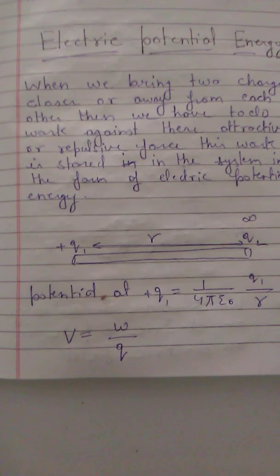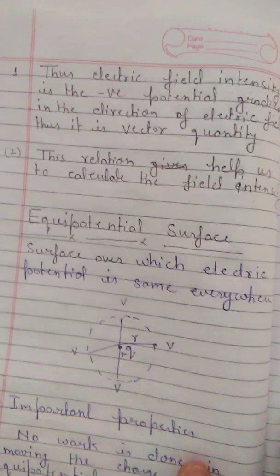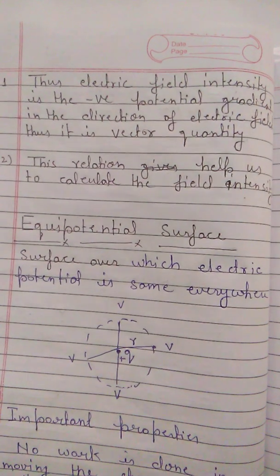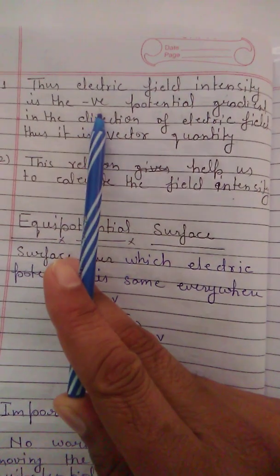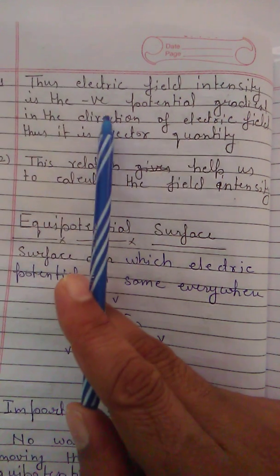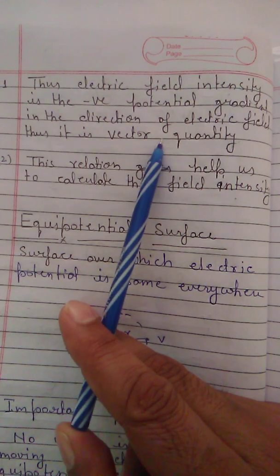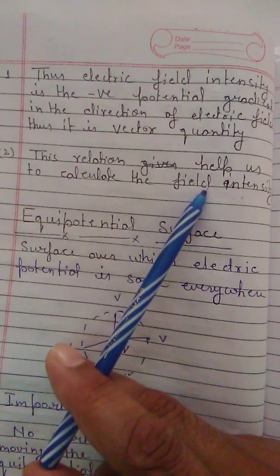Now this relation helps us to calculate the electric field. Also, the relation which we are getting is called the negative potential gradient, and this negative potential gradient is a vector quantity, as we discussed earlier also. Okay, this is the vector quantity, and the relation helps us in calculating the electric field.